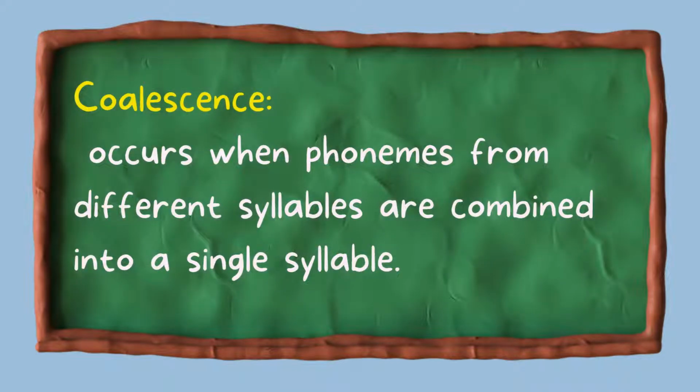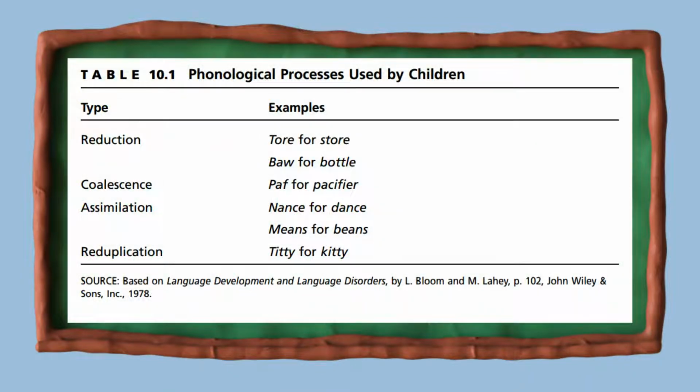Coalescence occurs when phonemes from different syllables are combined into a single syllable. In the example in the table, the F in the third syllable is combined with the rest of the first syllable.